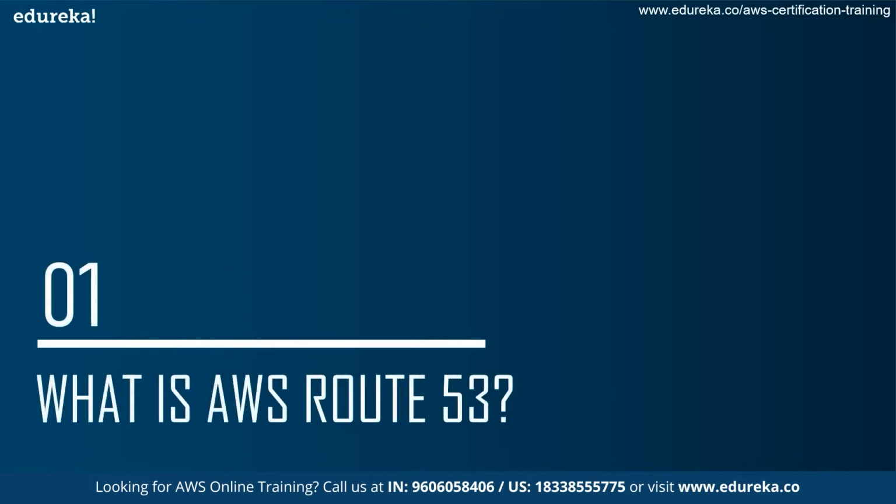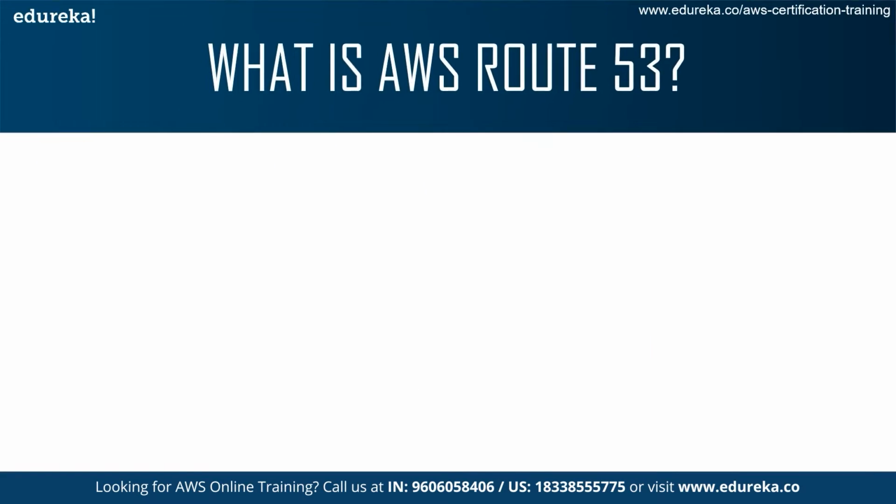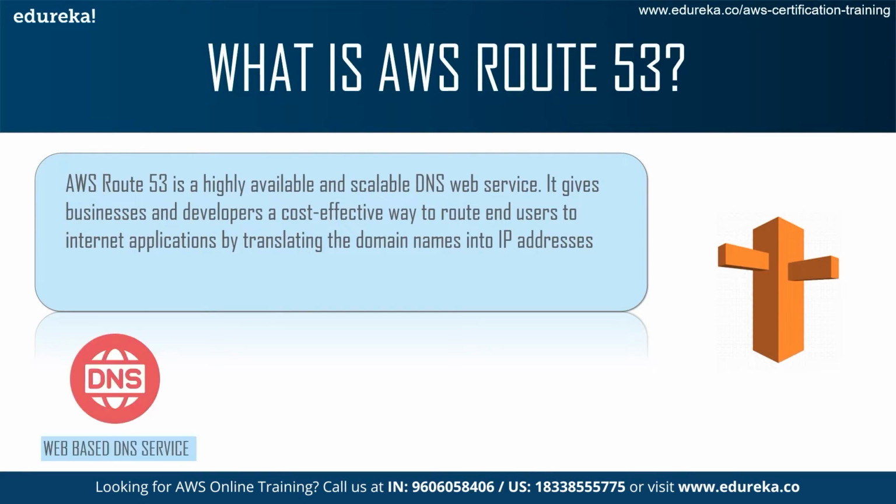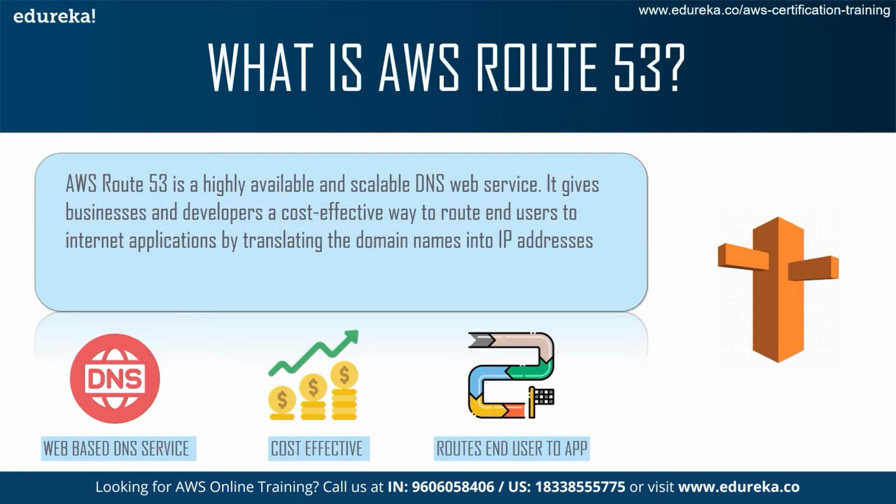So the first thing we talk about is what is AWS Route 53. As we all know, AWS is the web services provided by Amazon. Route 53 is one such service, which is basically a highly available, scalable DNS web service, right? It gives businesses and developers a very cost-effective way to route end users to internet applications. This is by translating the domain name that a website has to a very scalable IP address, right? So this is what Route 53 does.